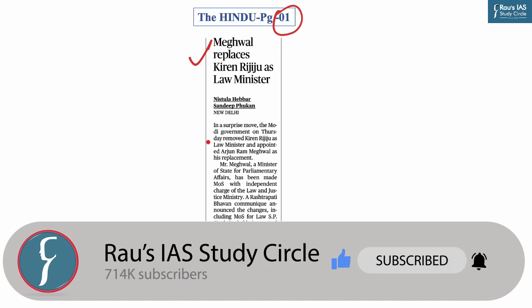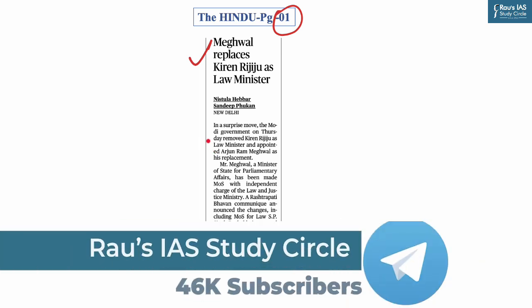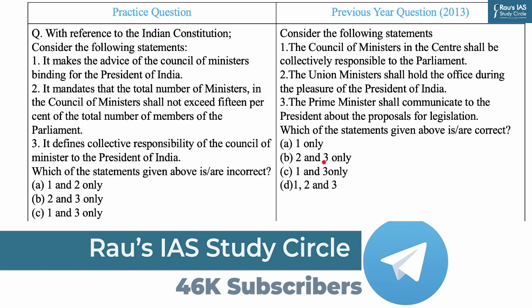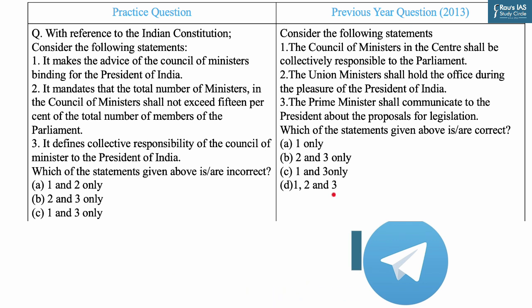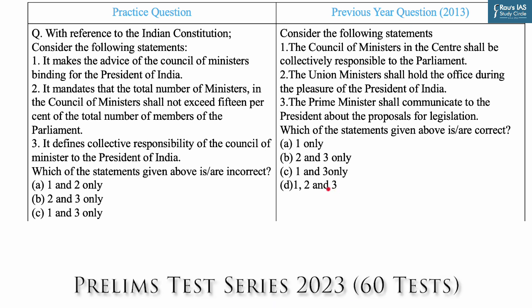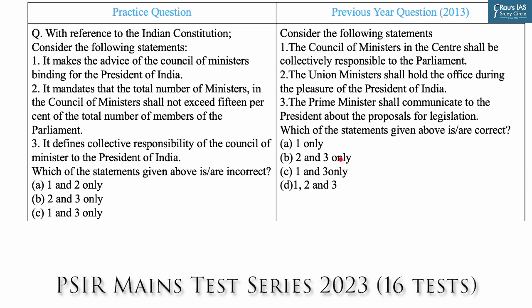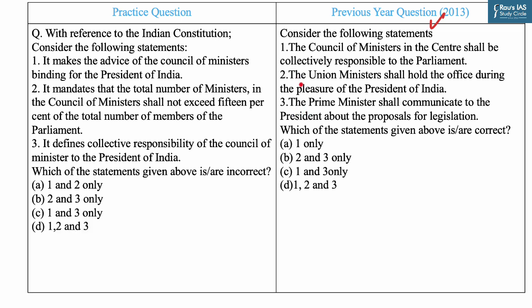News is about the recent reshuffle in the Central Council of Ministers, in which the government removed Kiren Rijiju as Law Minister and appointed Arjun Ram Meghwal as his replacement. Now the Council of Ministers and details related to it, both at the central level and state level, have been a recurring theme in the UPSC Prelims examination. As in 2013, UPSC has asked a question based on provisions related to the Council of Ministers, Union Minister and the Prime Minister. So let's take up today's practice MCQ.